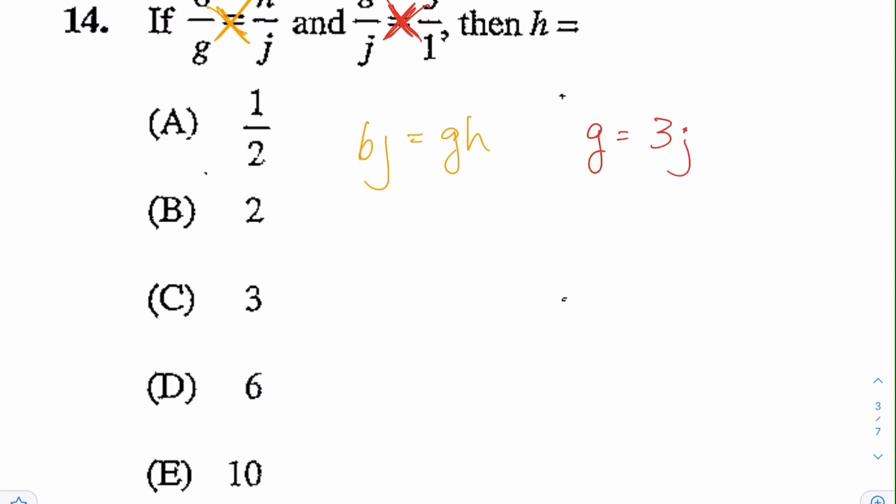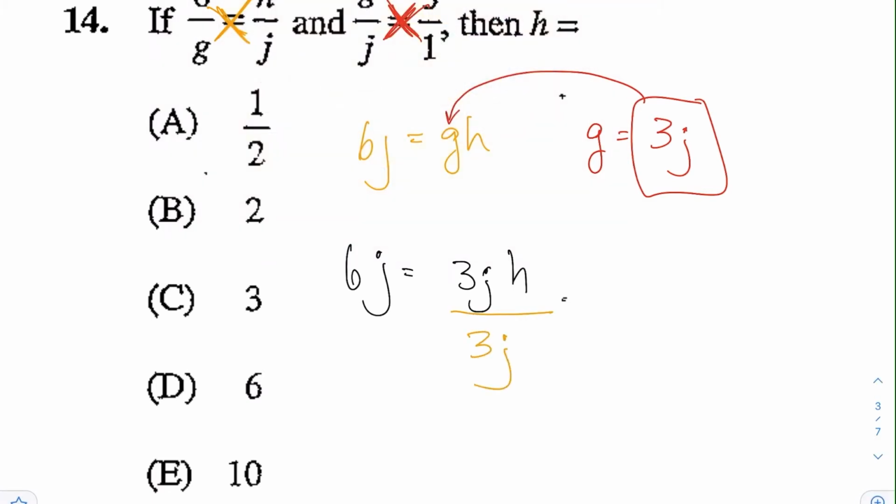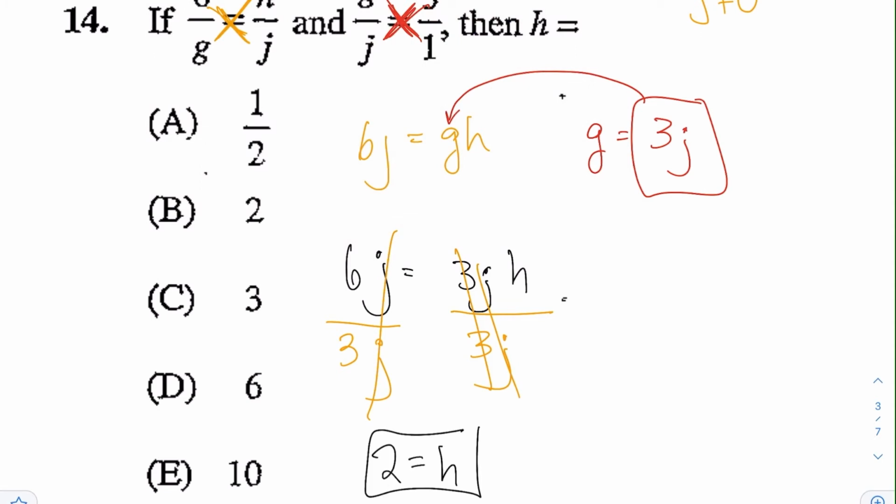So if you know that 3j is equal to g, you can actually replace the variable g with 3j, and that will give you 6 times j is equal to 3j times h. And from here, you can actually divide by 3j on both sides, assuming, again, j is not equal to 0. Otherwise, you'd be dividing by 0. The 3 and the j will cancel out on the right side, and on the left side, j will cancel out, and 6 divided by 3 would be equal to 2. And you have h left over. So h must be equal to 2, which is choice B.